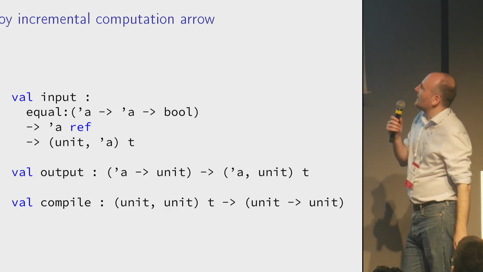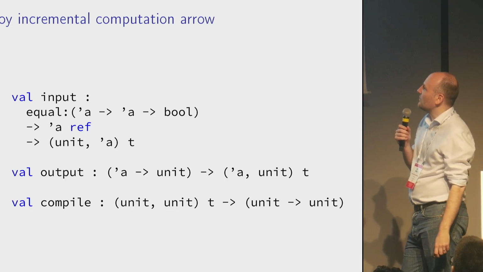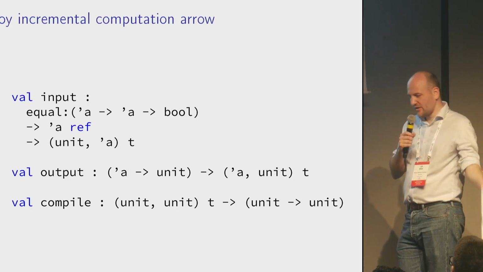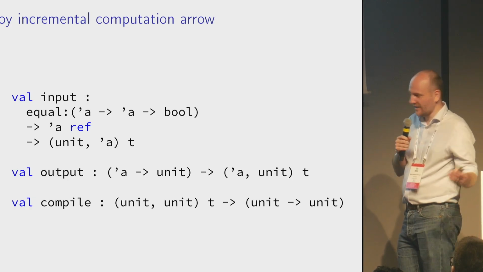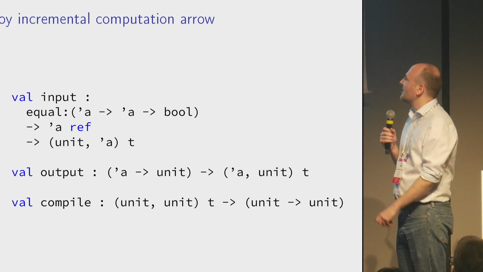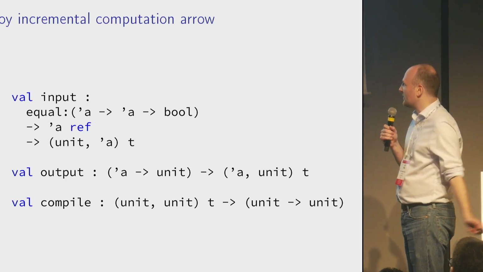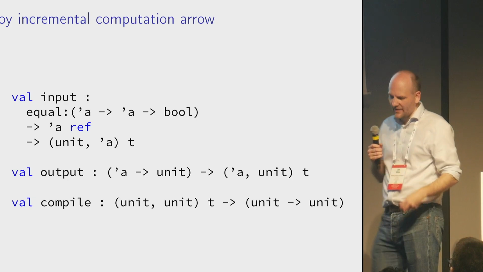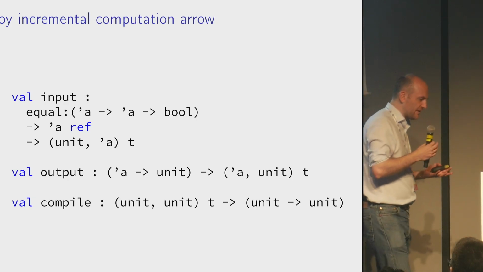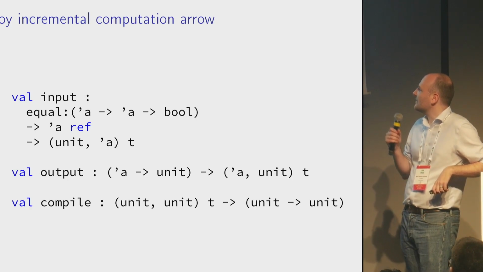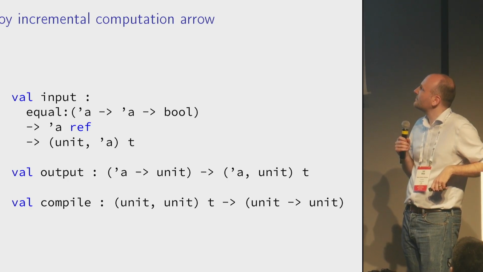Our interface for that has two operations, input and output. For input, you take a ref and an equality function, so you can tell when the reference has changed, and that gives you a computation that's unit to alpha. For output, you take an impure function, alpha to unit, that does some side effect, and you turn that into a computation alpha to unit. And then compile is the way that we turn one of these terms into an actual function. It takes a unit to unit t and gives you a unit to unit function.